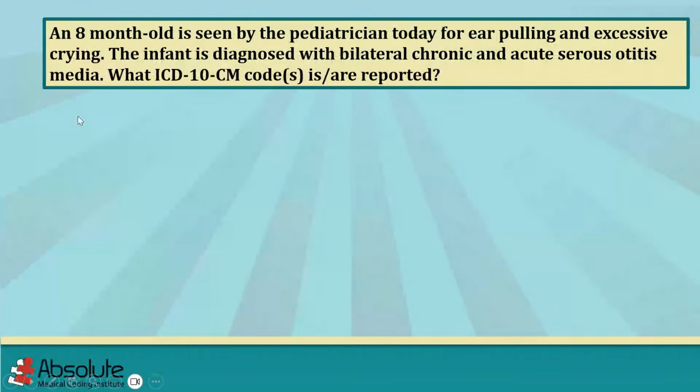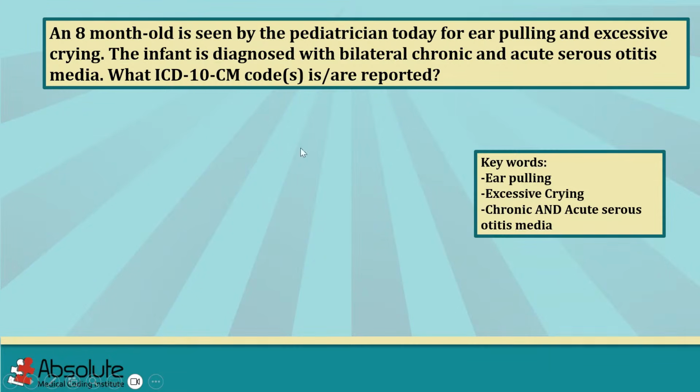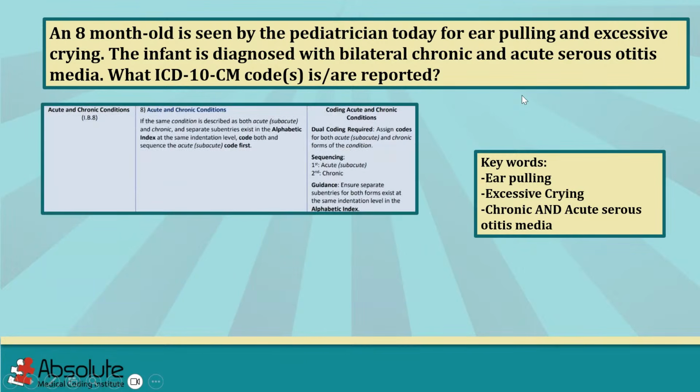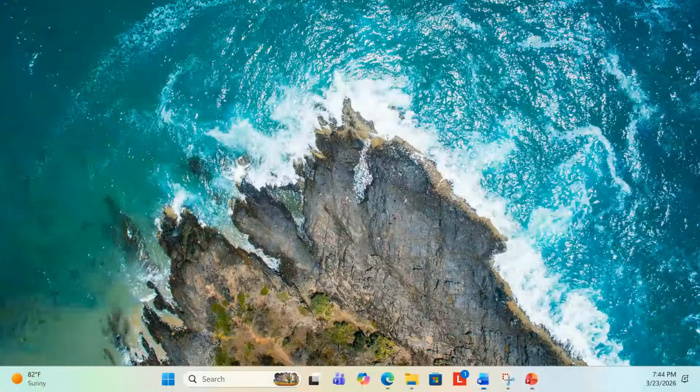An 8-month-old seen by the pediatrician for ear pulling, excessive crying. The infant is diagnosed with bilateral, chronic, and acute serous otitis media. What guidelines are we reporting? So, like we said, first off, we're going to be focusing on the ear pulling, the excessive crying, and then the chronic and serous otitis media. The guideline that we're going to be using is this acute and chronic condition, so IB8. Again, this is just a clip from the MCG manual, and then like some other people said, we can also use the guideline IB5 as well if we wanted to do that.